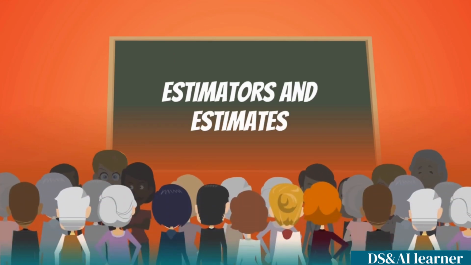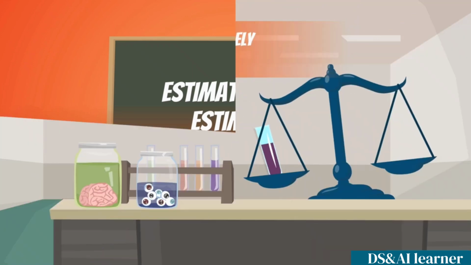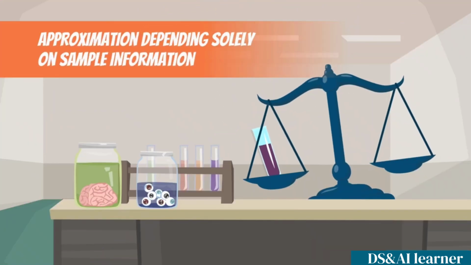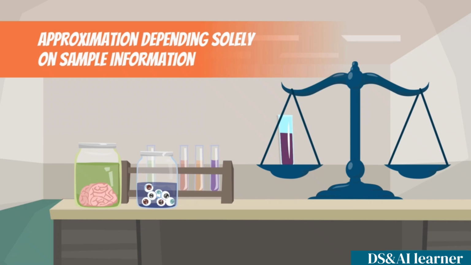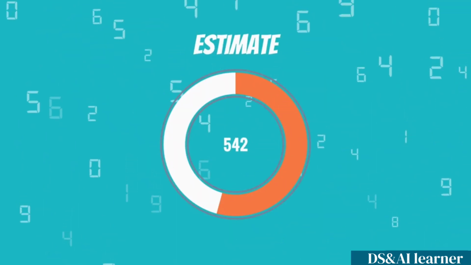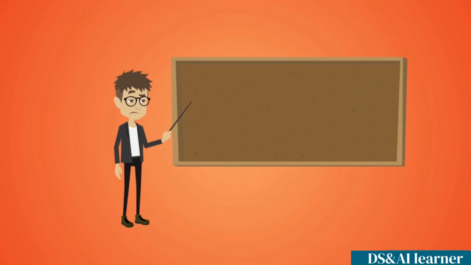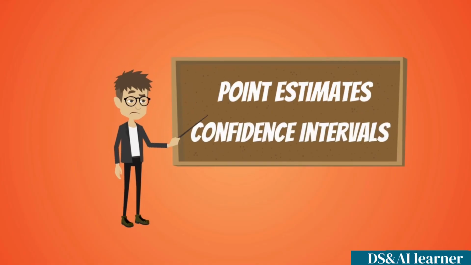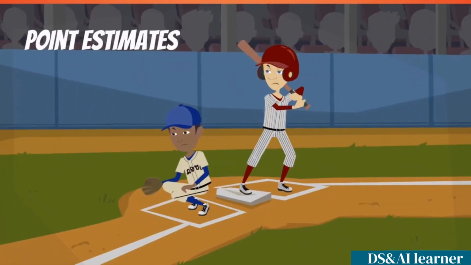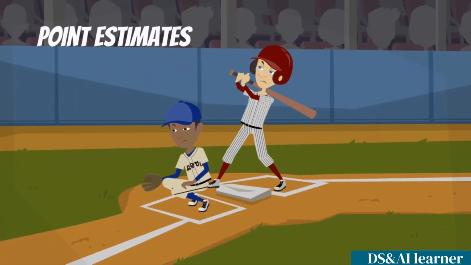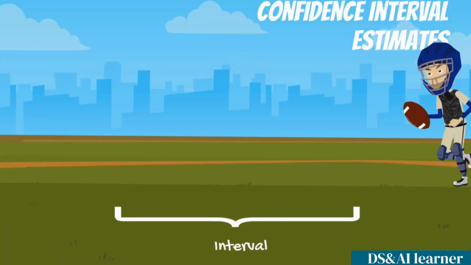Okay, great. Let's continue by introducing the concept of an estimator of a population parameter. It is an approximation depending solely on sample information. A specific value is called an estimate. There are two types of estimates: point estimates and confidence interval estimates. A point estimate is a single number, while a confidence interval, naturally, is an interval.